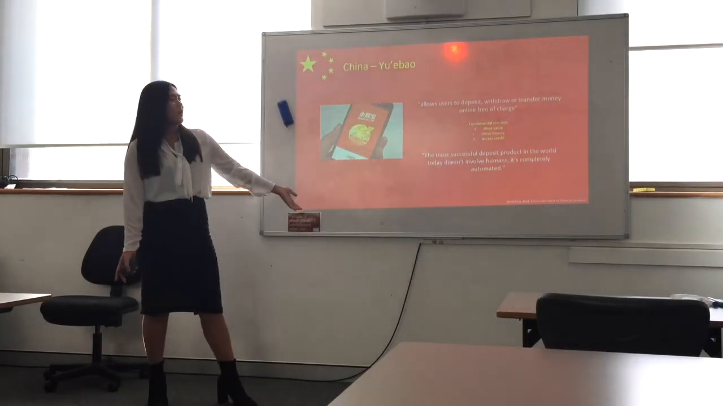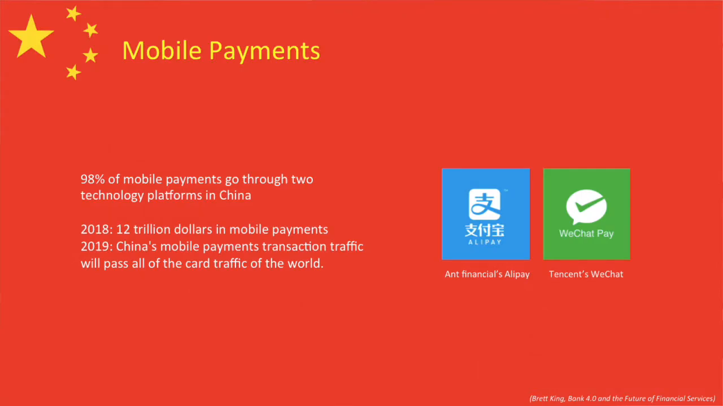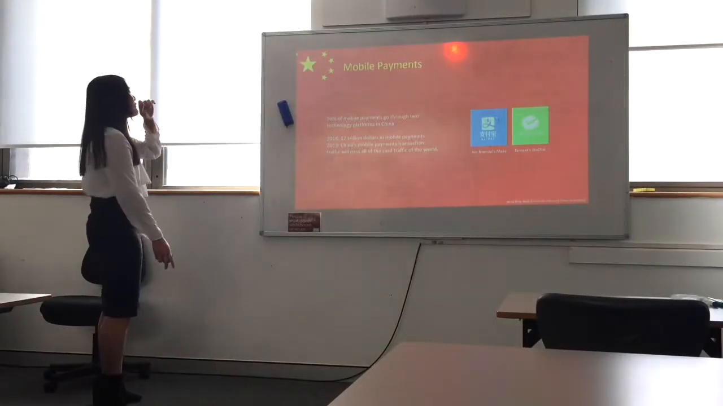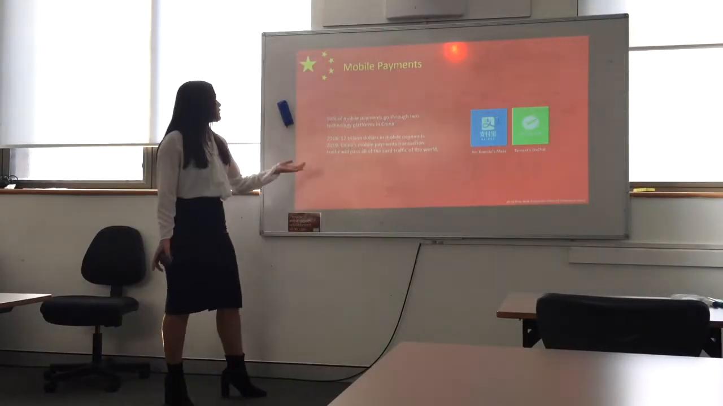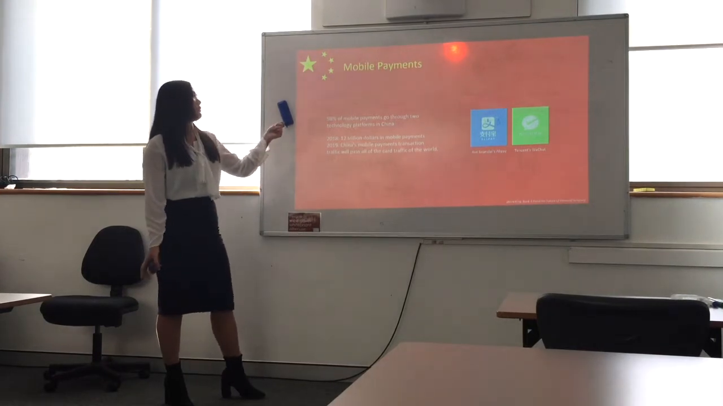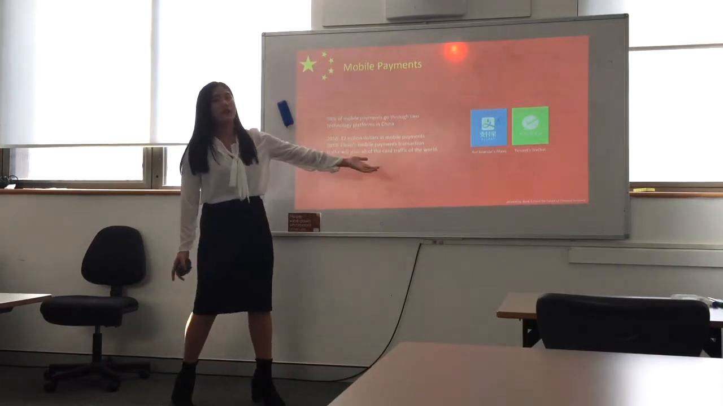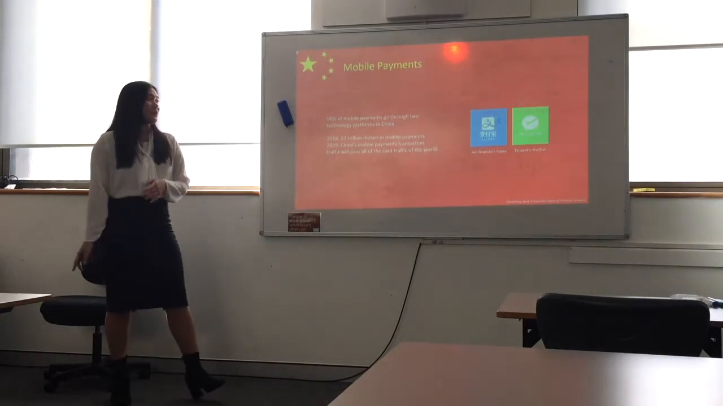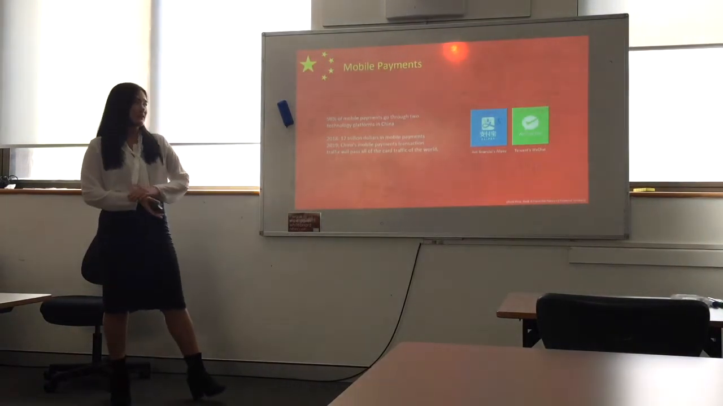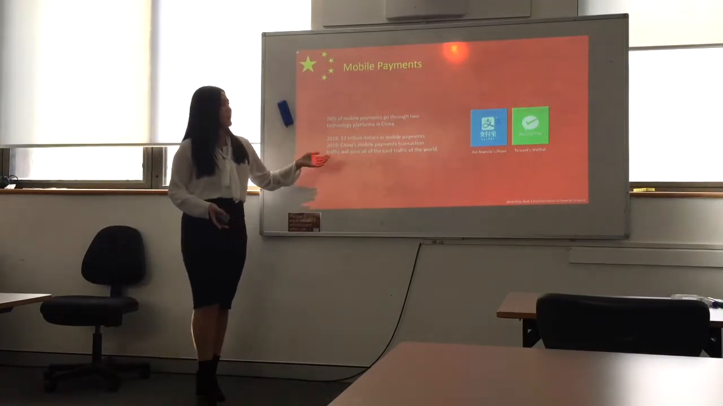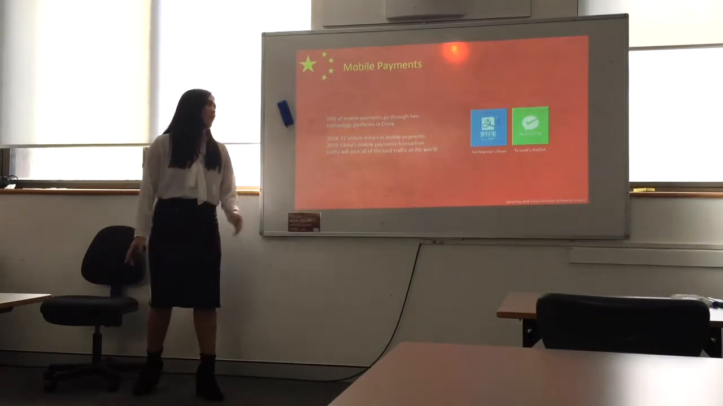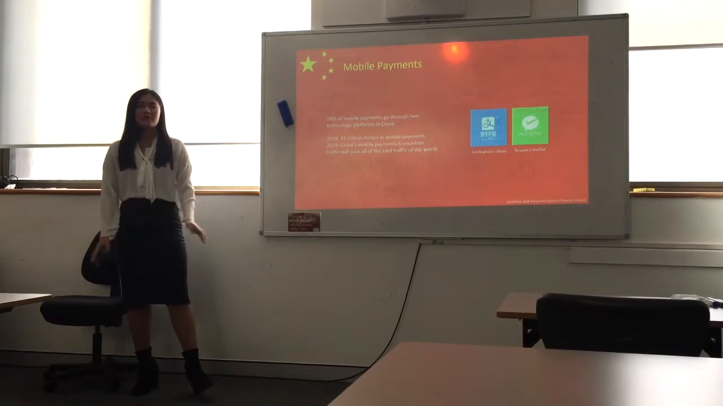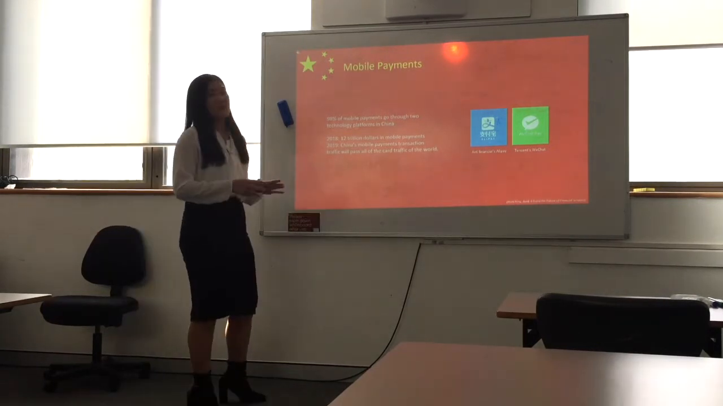this is completely automated. So another technology would be mobile payments. 98% of mobile payments go through 2 technology platforms, which are Alipay and WeChat. And in 2018, $12 trillion was transferred through these mobile payments. And this year, China's mobile payment transaction traffic will pass all of the card traffic of the world. So that's something to be aware of.